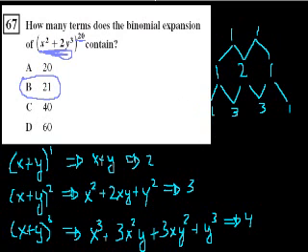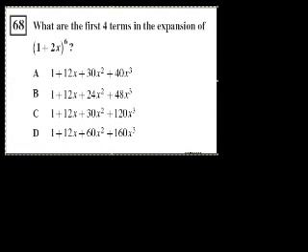All right, they want us to keep doing these, and we'll do it because they want us to. All right, what are the first 4 terms in the expansion of 1 plus 2x to the 6th power? And here we'll just use the binomial expansion because I think that's what they want us to do. And that's probably the fastest way to do it. So let's just think of the coefficients first.